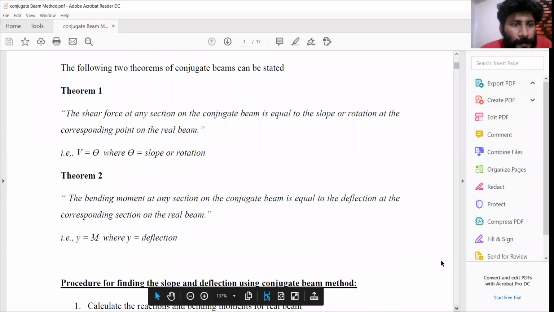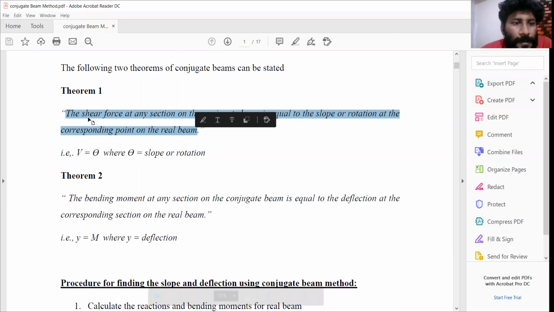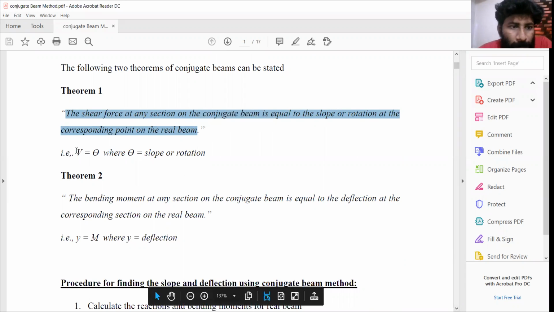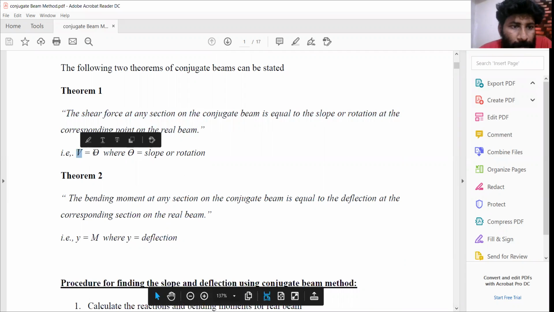Here we have two theorems which support the conjugate beam method. The first theorem says that the shear force at any section on the conjugate beam is equal to the slope or rotation at that section in the corresponding real beam. So the shear force is V, and theta is the rotation, where theta is the slope or rotation.